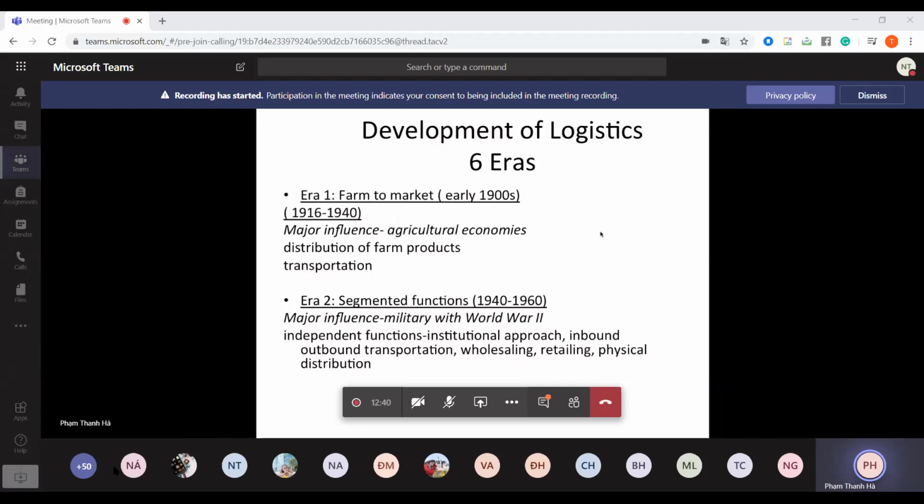We also mentioned the independent functions and institutional approach related to logistics. It means we have to mention inbound and outbound logistics, and in a narrower scope, inbound and outbound transportation, wholesaling, retailing, and physical distribution.